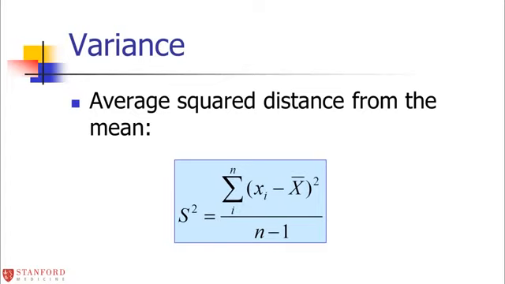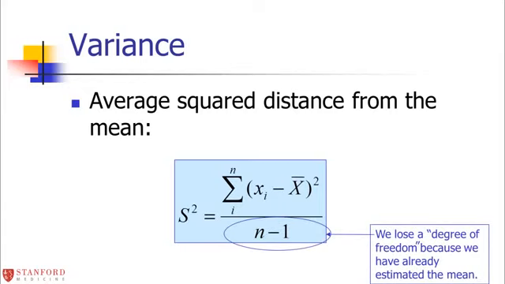This is a little technical point, but I just want you to understand why it's there. The reason we're dividing by n minus 1 is that we've lost what's called a degree of freedom. When we calculate variance or standard deviation, we have to calculate something else first. We have to calculate the mean first. By calculating that mean, we lose a degree of freedom, and we therefore only have n minus 1 degrees of freedom.